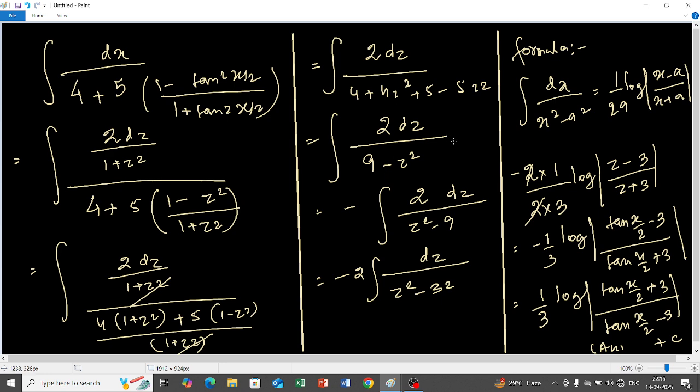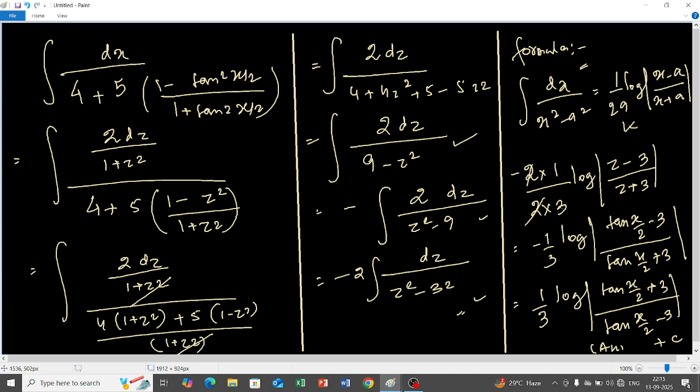Then we are getting 9 minus z square over here. Taking minus common, integration 2 by z square minus 9, taking minus 2 common, we are getting integration dz by z square minus 3 square. Now we have a formula: integration dx by x square minus a square is 1 by 2a log mod of (x minus a) by (x plus a). So we are comparing this formula with this, so that is minus 2 into 1 by 2a.